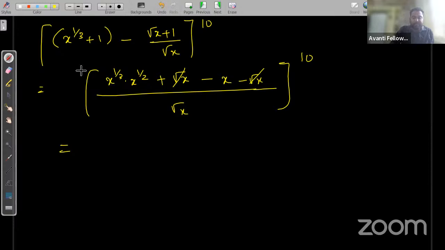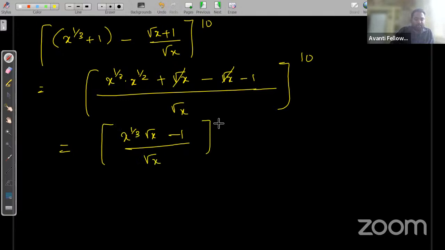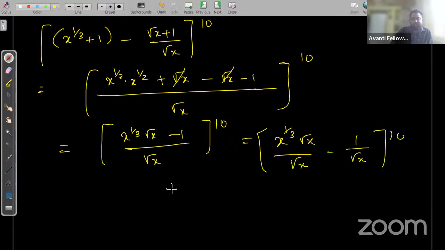X to the power 1 by 3. Yeah, this will be minus 1. No? Sorry. This will be root x minus 1. So root x will be cancelled out. This will be x to the power 1 by 3 into root x minus 1 upon root x whole to the power 10. Now you can see x to the power 1 by 3 into root x upon root x minus 1 upon root x whole to the power 10. This will be root x cancel out. So what we are having, x to the power 1 by 3 minus x to the power minus 1 by 2 whole to the power 10.